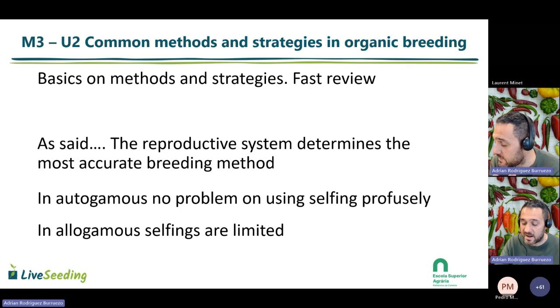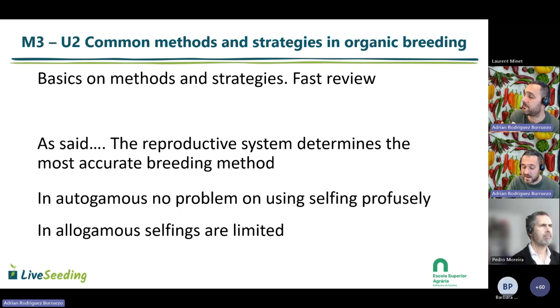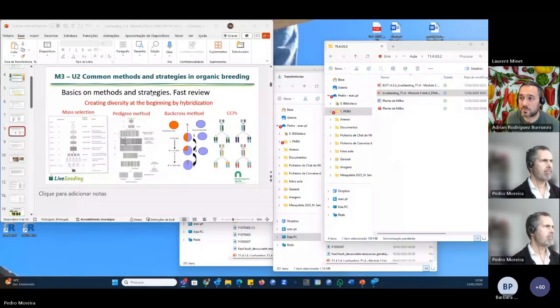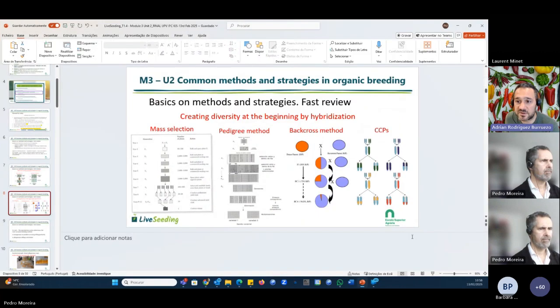Now, Pedro Mendes from EPC and Instituto Politécnico de Coimbra, Portugal, and Barbara Pipan from Slovenia will give you some practical examples of breeding methods using these two crops. First Pedro, in allogamous, and then later Barbara in common bean, an autogamous crop. So now it's time to give the floor to Pedro. So Pedro, it's your time.